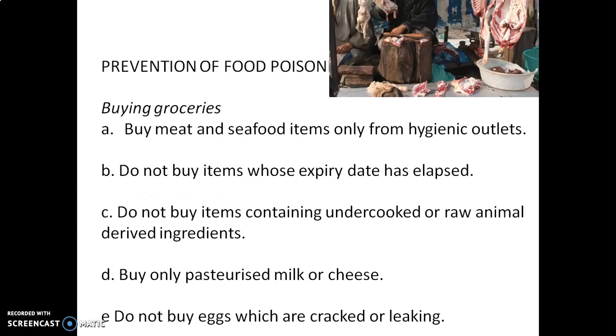Let us see some of the prevention of food poisoning, like buying grocery. Buy meat and seafood items only from hygienic outlets. Do not buy items whose expiry date has elapsed. Do not buy items containing undercooked or raw animal derived ingredients. Buy only pasteurized milk or cheese. Do not buy eggs when they are cracked or leaking. The best way of treating food poisoning is prevention. So the prevention should start with buying of the grocery items.